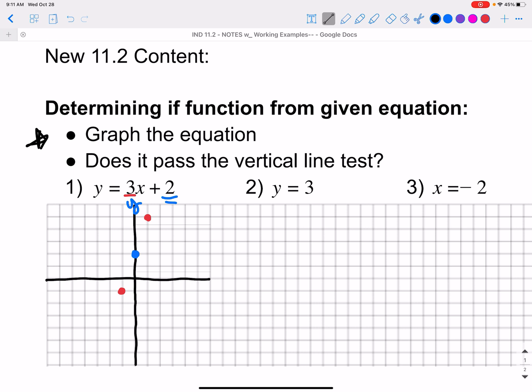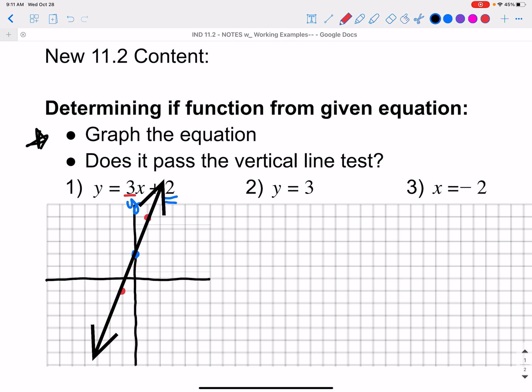Okay, so we're going to connect these points with a line. And now we have a graph that we can look at, and we can ask ourselves, does this graph pass the vertical line test? Well, if you remember, I told you yesterday, every line that has a slope is always going to pass the vertical line test, because this line goes on and on forever at a slant.